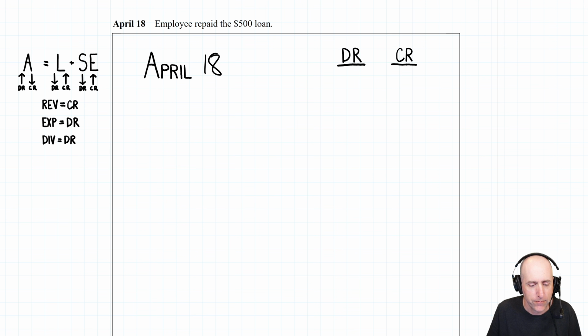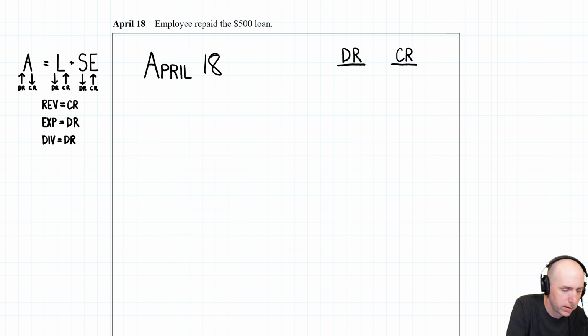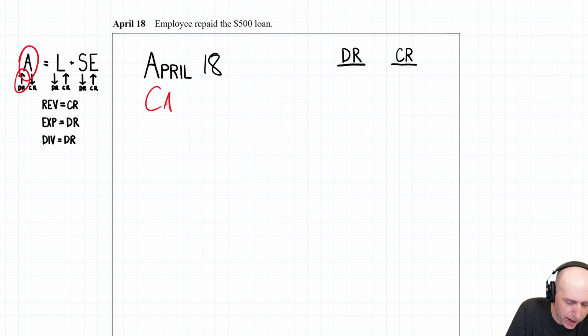Let's continue. The employee was a person of their word. After payday, they gave us back the $500 they owed. Terrific. Is cash changing hands? Yes. Is our cash going up or down? It's going up. We have an asset. It's going up. So let's debit that cash.